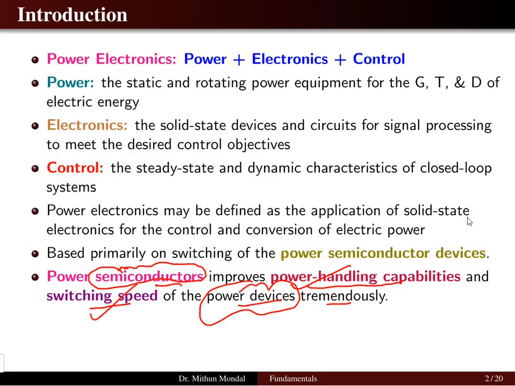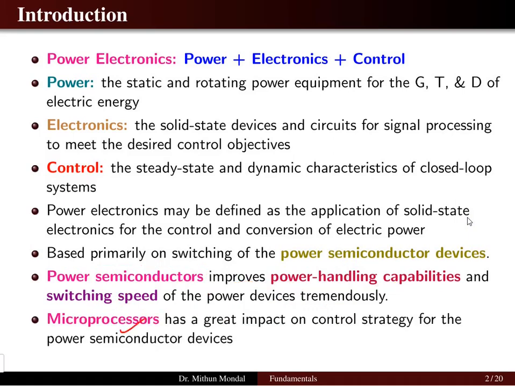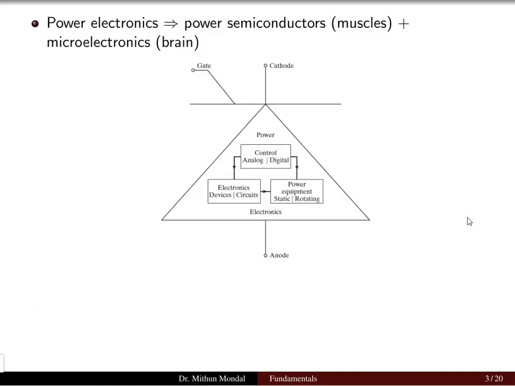which we are using. Now we also use microprocessors, which have a great impact on the control strategy for the power semiconductor devices. So when we talk about the control aspect of power electronics, that is basically taken care of with the help of microprocessors. Now, power electronics can be summed up into two important aspects: the power semiconductors, which can be thought of as the muscles of power electronics, and second, the microelectronics, which is responsible for controlling the power. So it is the brain of the power electronic devices.